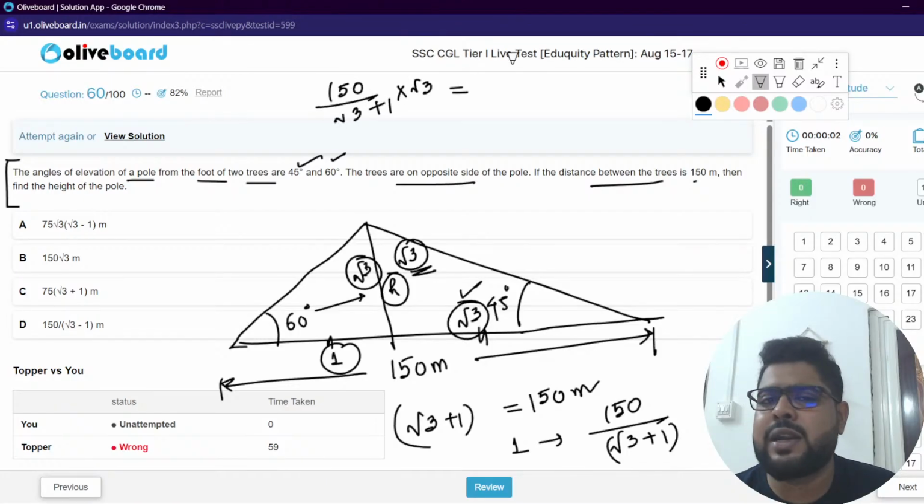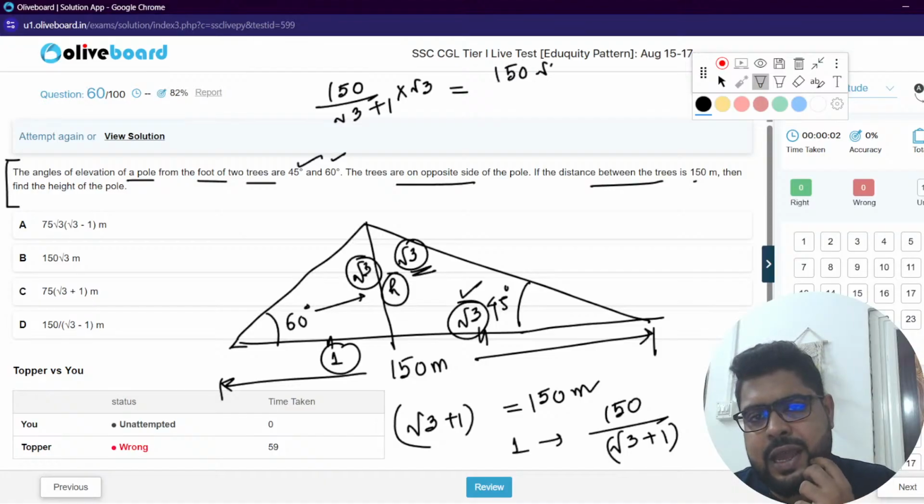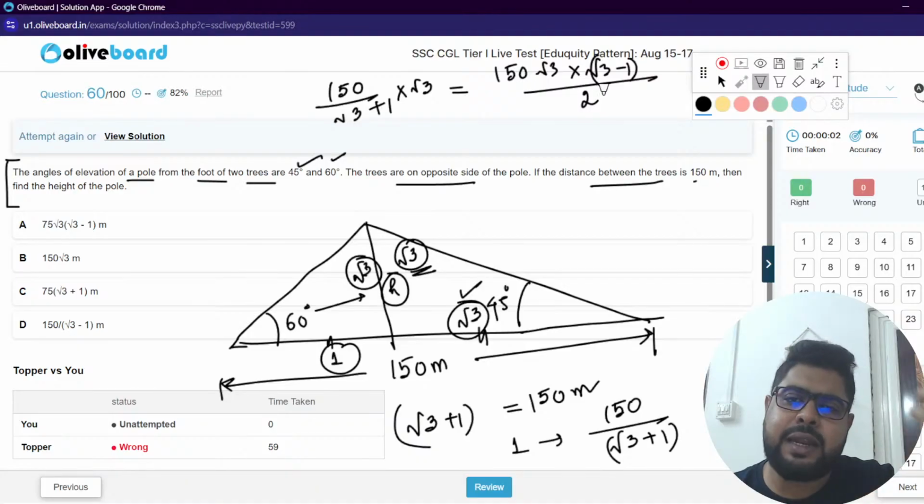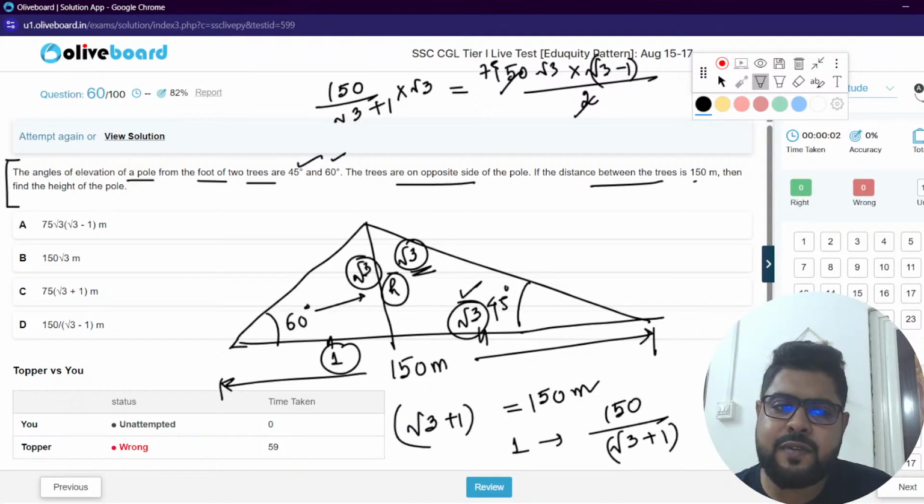Sir, if you calculate this, 150 root 3, and this is going to be root 3 minus 1, if you do the rationalization, it will be 2, sir. You see, root 3 minus 1, if you do, so this is 75. This is going to be 75, and if you calculate, this is 3 minus root 3.